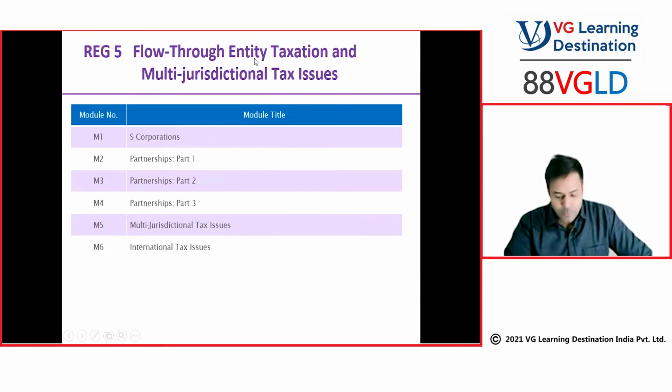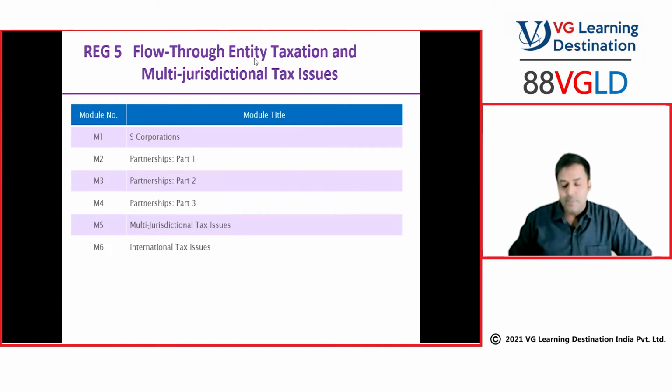Flow through entities are a special type of it. NOL is net operating loss, Ashish. Flow through entities are things like an S corporation, a partnership firm, or an estate. All of them are flow through entities. We are going to discuss all of it. Multiple jurisdictions is going to be international tax. These two are the international tax modules for us.